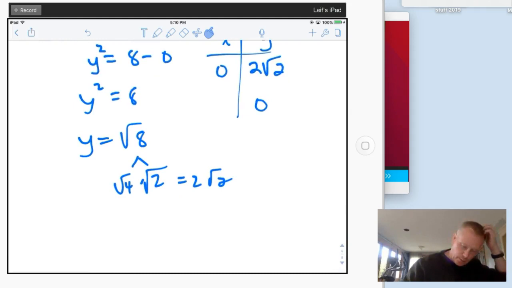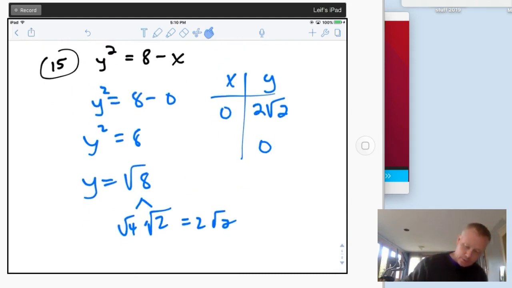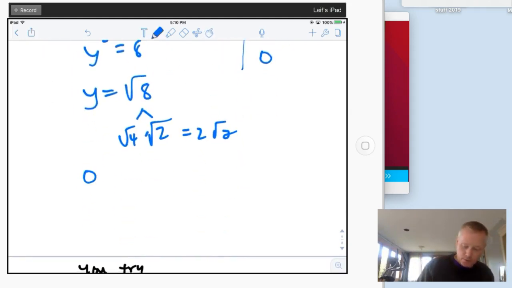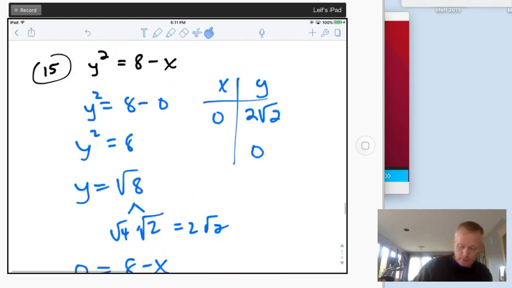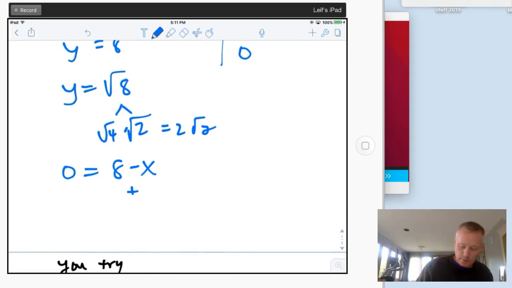Now if I plug it in the other place, I get 0 equals 8 minus x. This one's actually the easier one. 0 equals 8 minus x. Yeah, it is. Look how easy that's going to be. Add x, there's the answer. x equals 8.